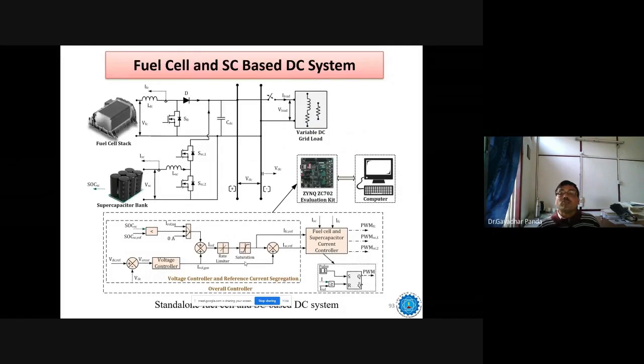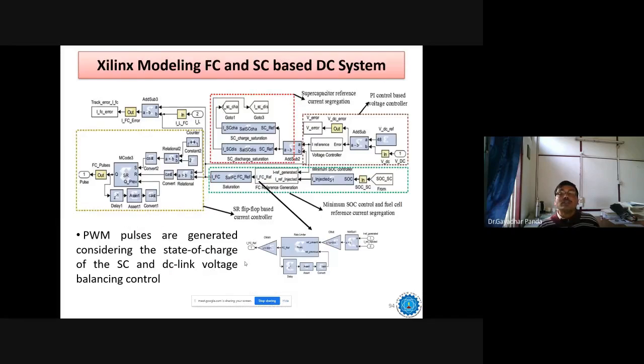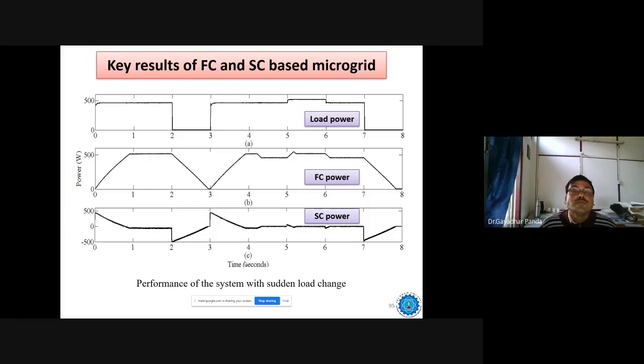This is the fuel cell plus supercapacitor. That also we have tested with the DC grid. The control algorithm is generated using Xilinx. We tested that at a time when the hardware was not with us, so we did the HIL simulation. These are the results. You can see the load power and the fuel cell and supercapacitor, how quickly they are functioning.